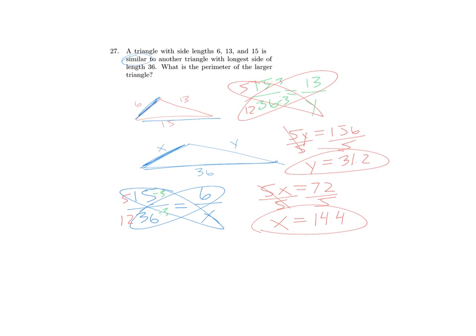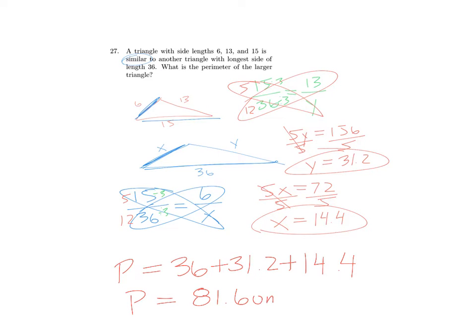All right, so what's the perimeter? The perimeter is equal to 36 plus 31.2 plus 14.4. So the perimeter is 81.6 units. All right, once again, if you understand the idea of similarity, it's not too difficult. It just takes a little work. You set up your proportions, figure out the missing sides. Done.